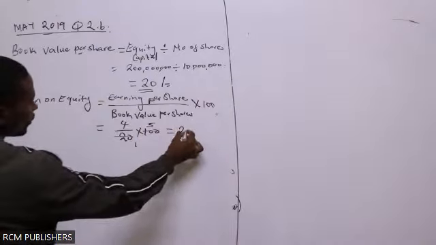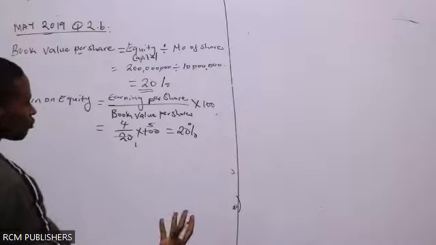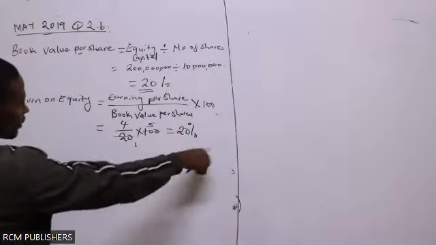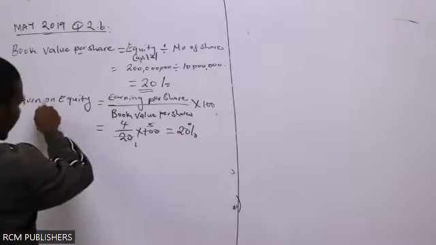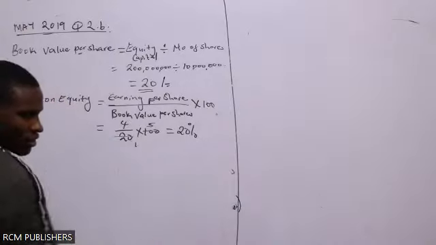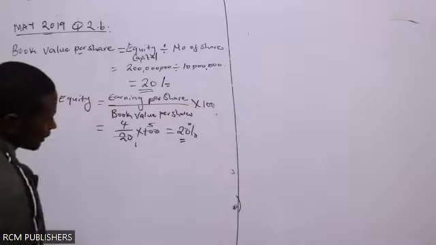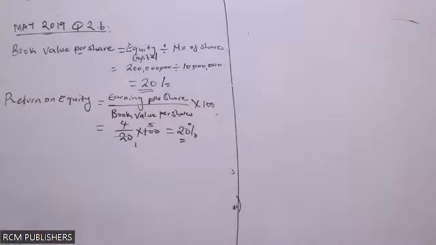So this is 20%. You see it shows you what you are looking for. Here we are looking at a percentage, the rate of return or return on equity, ROI, 20%. Then remember we need to use the growth rate we have been told about.